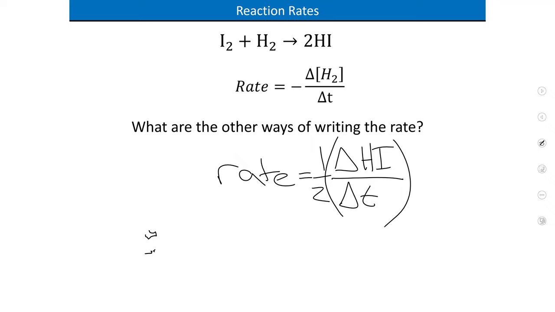So basically, whatever your coefficients are, you're just going to normalize the rate by saying, okay, if I'm looking at the rate with respect to this compound, you're always going to divide by its coefficient. As long as its coefficient is 1, you're dividing by 1 and no change. But if you have a different coefficient, you have to divide by that coefficient.